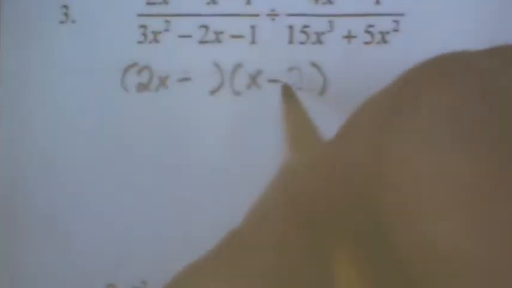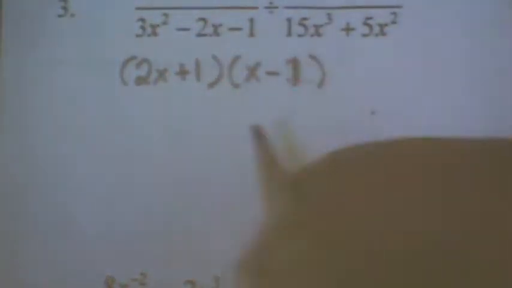And I'm not factoring this right. 2x plus 1, x minus 1. This should be a -1 and this should be a +1. How about the bottom?